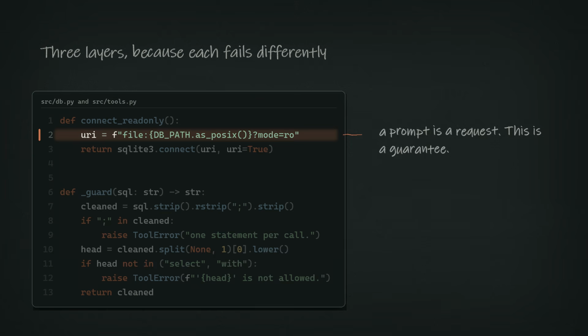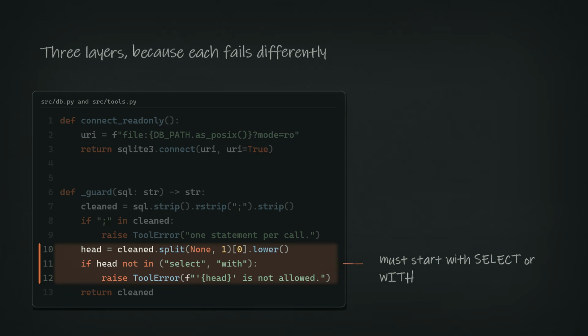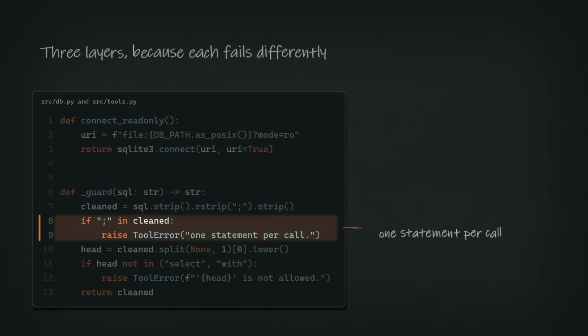Layer 2 is this check. The statement has to start with select or with. And layer 3 is this one. One statement per call. Select 1, semicolon. Drop table orders is 2 statements, and stacking them like that is how SQL injection works everywhere else. So we block it here too.